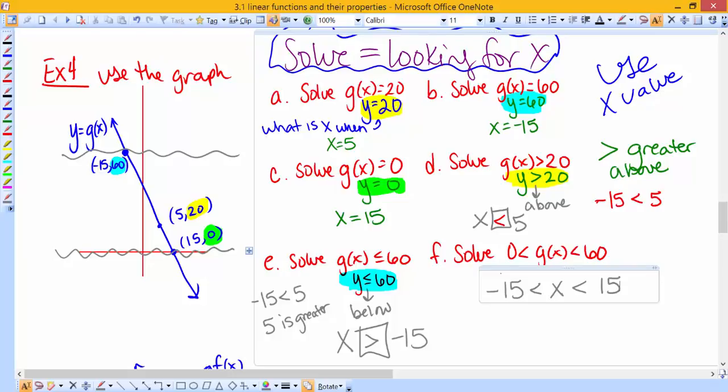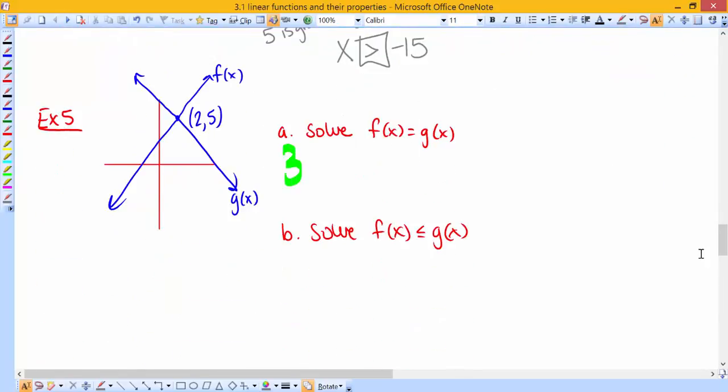Hopefully that makes more sense than when I did discuss this in class with you guys the other day. All right, moving on to example 5. This one is actually fairly simple.